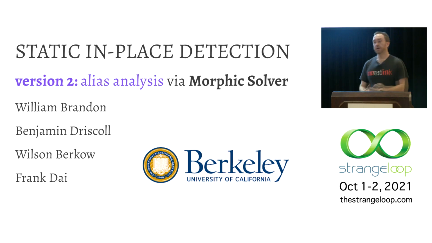So version 2, which is what we're using today, is based on alias analysis using the Morphic solver. This is a really cool library, especially for academic folks. You should check this out. These UC Berkeley folks, they did this in undergrad. I played video games in undergrad. They made a static in-place mutation detection optimization library in Rust that's pluggable into multiple compilers, one of which is the Rock compiler now. I guess the first of which is the Rock compiler.